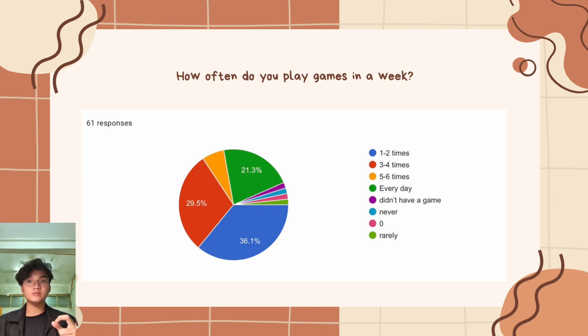Alright, so for my comment on this pie chart, we can see that the students do not play games too much, but they are balanced in their life. So I think it is quite good for their study.